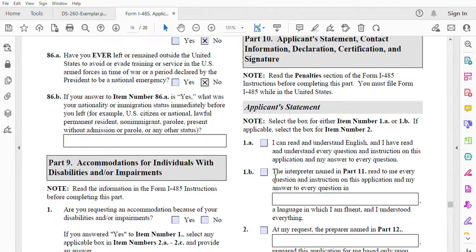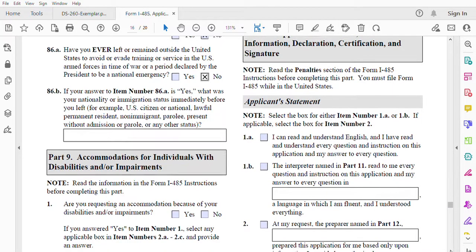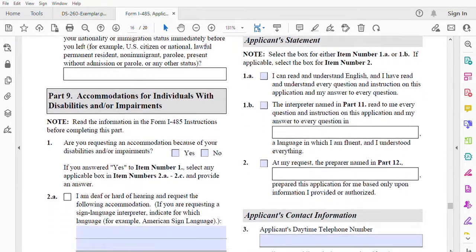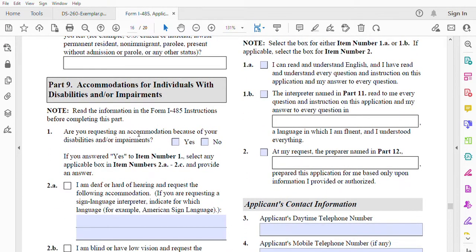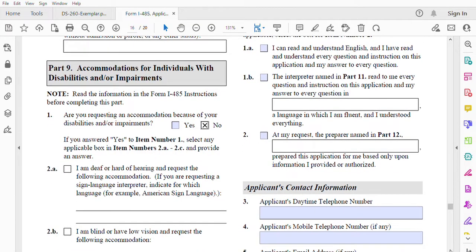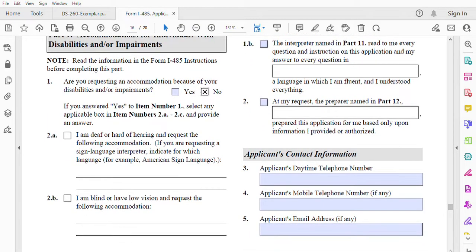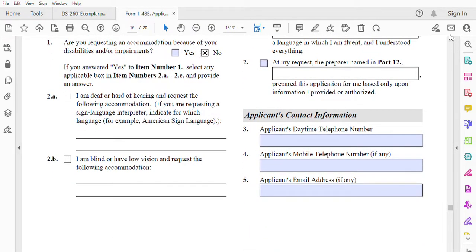If you answer yes, you're going to answer it right here. If you answer no, you leave it blank. Accommodation for individuals with disabilities or impairments. Are you requesting an accommodation because of your disability or impairment? No. If you answer yes, you're going to see why over here. You're going to answer what your disability is. So we're going to go to the next one.